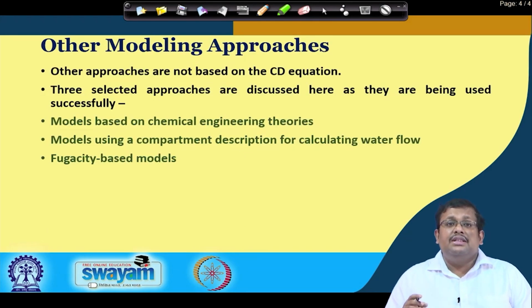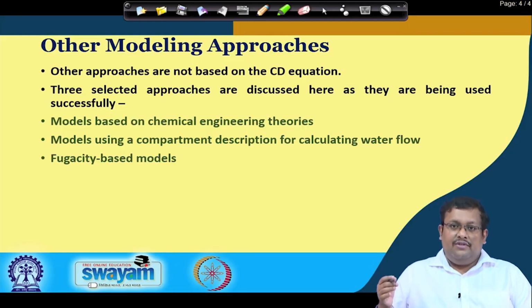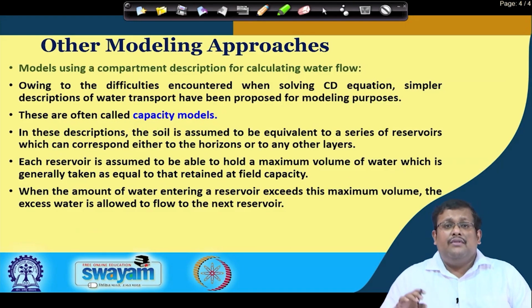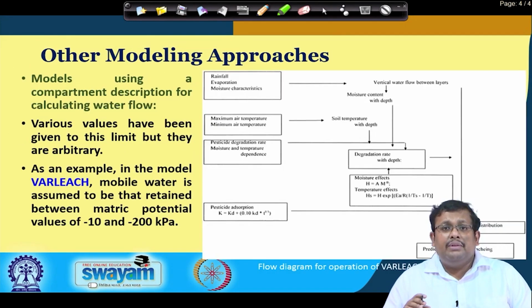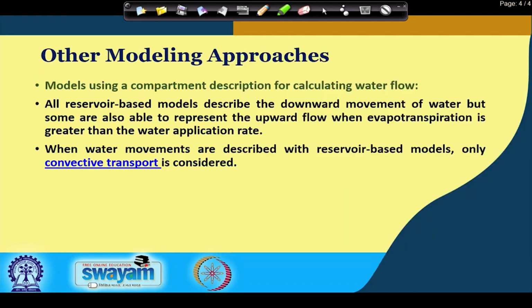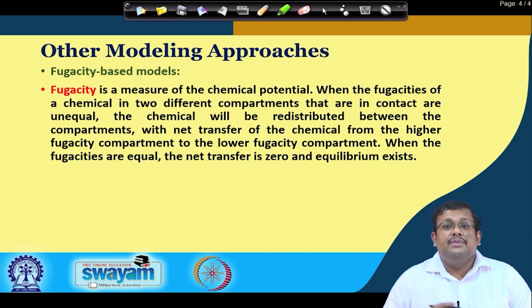So once we covered the CD based models, then we have also covered the other modeling approaches like models based on chemical engineering theories and models using compartment description for calculating the water flows. We have covered both of these, and today we are going to start with the fugacity based models. So we have covered all these compartment based models in our last 2 lectures. Today we are going to start the fugacity based model.